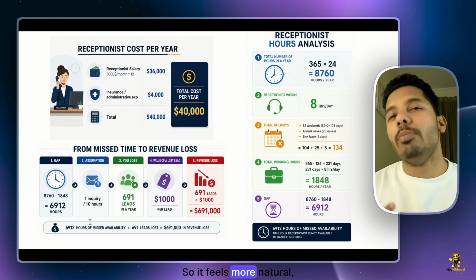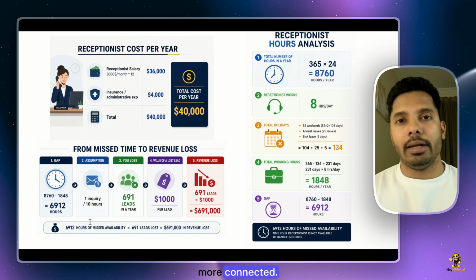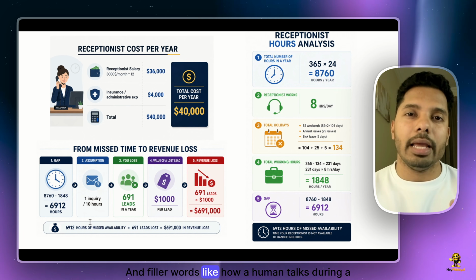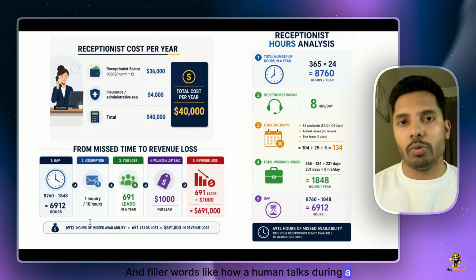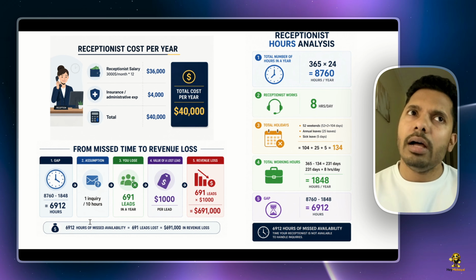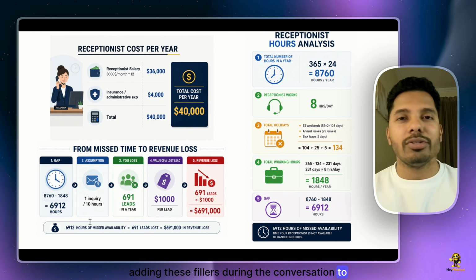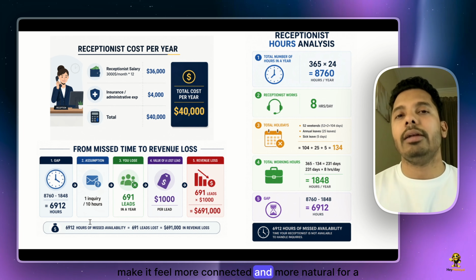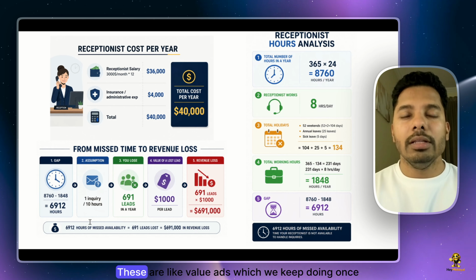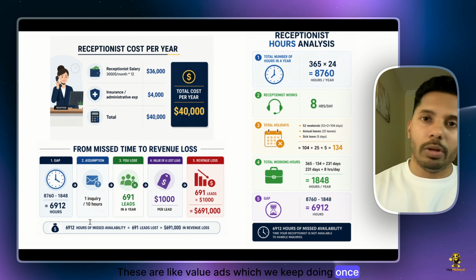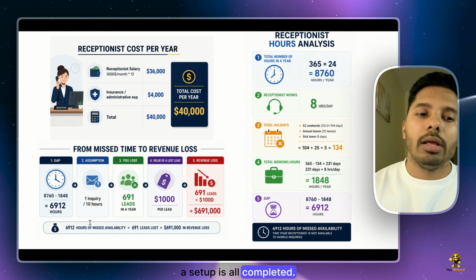So it feels more natural, more connected, and we add filler words like how a human talks during a conversation, like uh-huh or mm-hmm. So, adding these fillers during the conversation to make it feel more connected and more natural for a customer. These are like value adds which we keep doing once a setup is all completed.